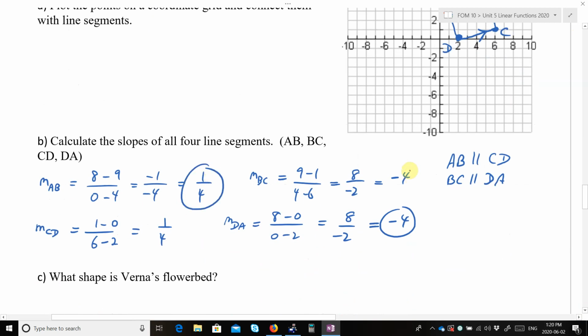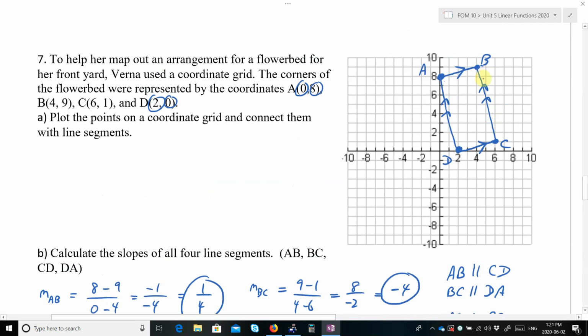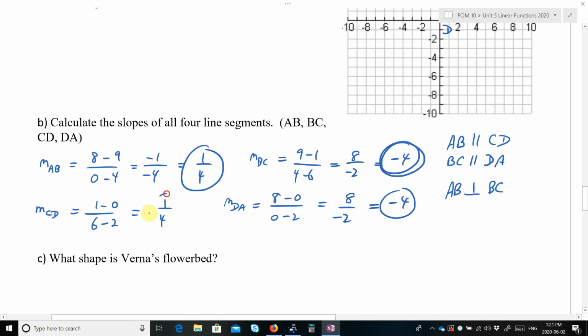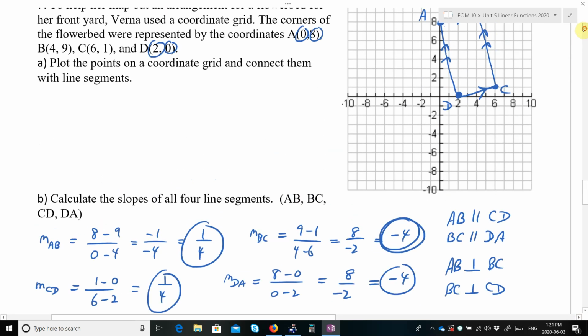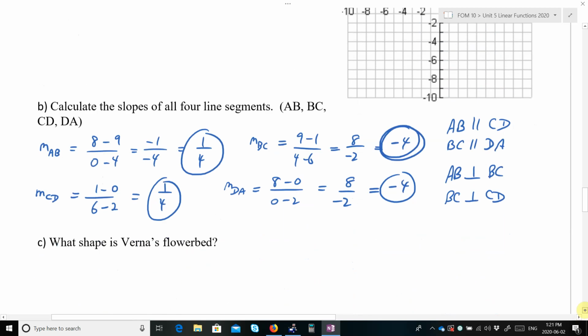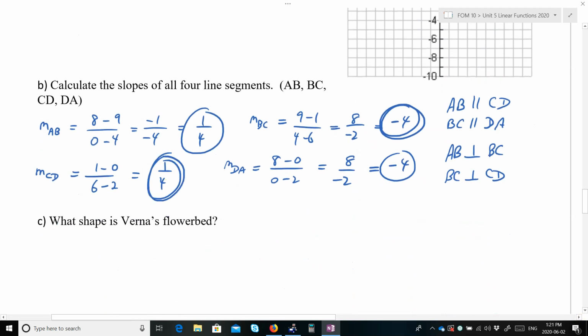And notice that 1 over 4 and negative 4 over 1, those are negative reciprocals. So AB is perpendicular to BC. And then we could look at BC and CD. Those are opposite reciprocals, so BC is perpendicular to CD. And then we would look at line segments CD and DA. CD is this one, DA is negative 4, those are opposite reciprocals. CD is perpendicular to DA.